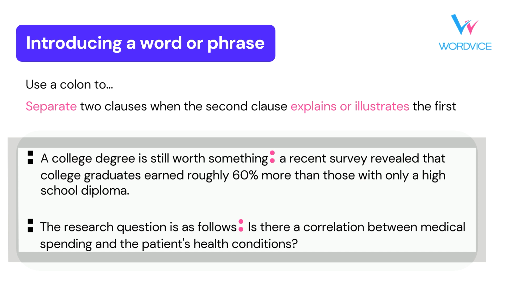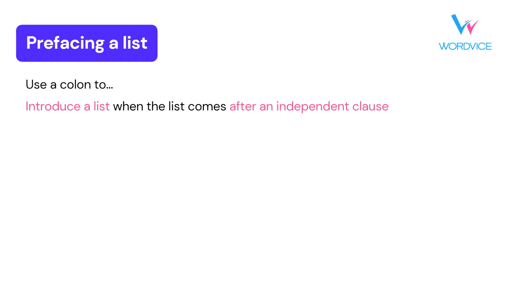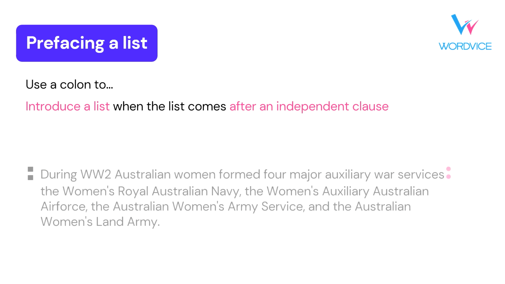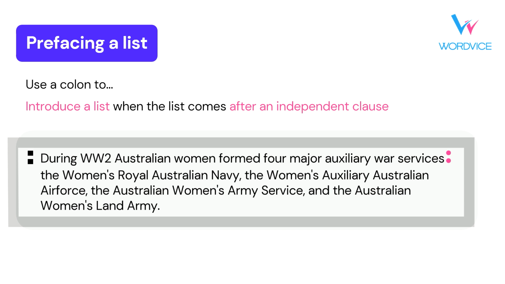When colons are used for this function, the text preceding the colon must be an independent clause or a complete sentence. Also, it is important to note that the second clause following the colon should not be capitalized. Next, colons can be used to introduce a list when the list comes after an independent clause. It is important to note that the clause before the colon should be a complete sentence.